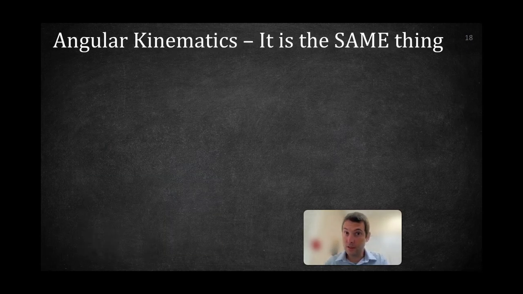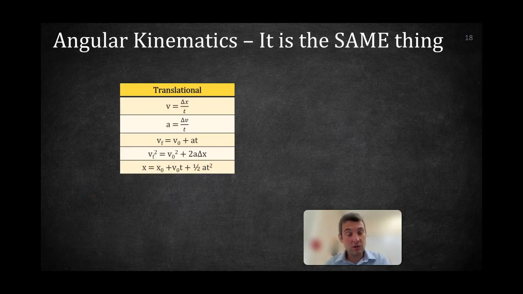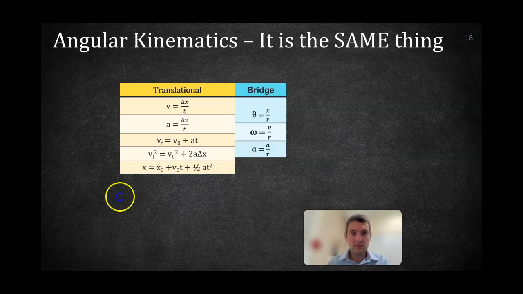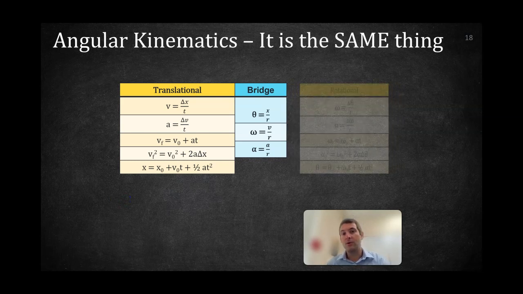It's important because, just like we had translational kinematics with constant acceleration, we'll also have rotational kinematics with constant angular acceleration. So there's our translational land equations as we know them. Then we have a bridge to get over there. These three equations bridge the gap, or bridge the dimensions from translational to rotational. And then finally, we have our rotational equations.